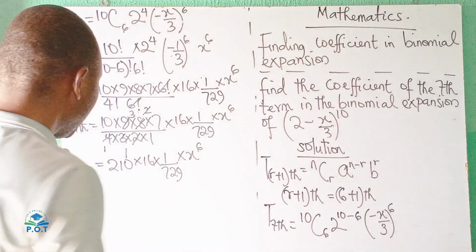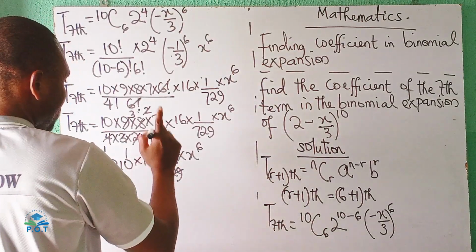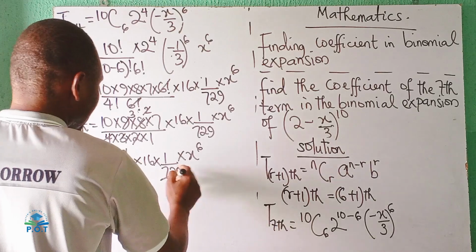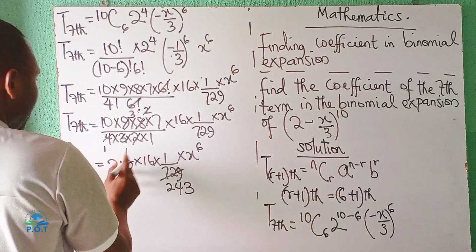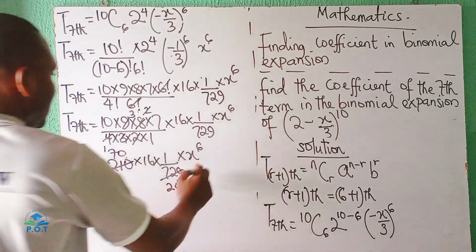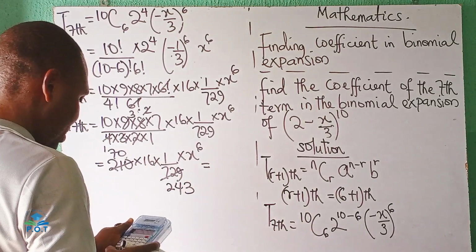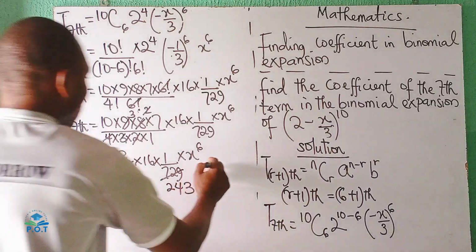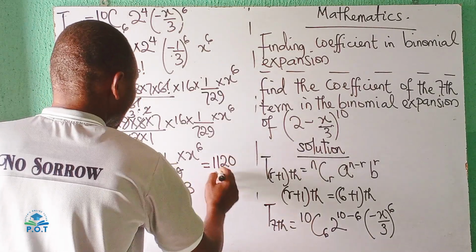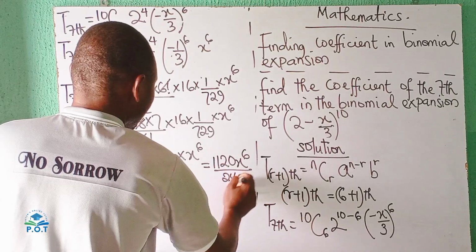All right, something can still go here. Now 3 here is 2. Remember, 1, 3 and 12 is 4, 3, 9 is 3. Then 3 in 210 is 70. So 70 times 16 will give us 1120, x raised to the power of 6 over 243.